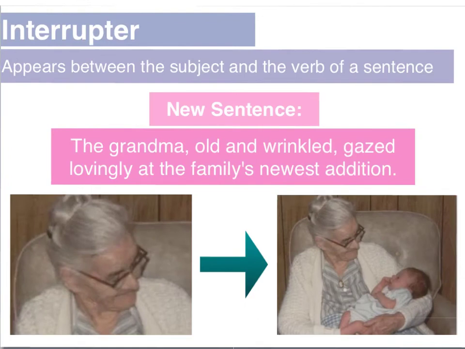So now you see that I've moved the two adjectives, old and wrinkled, to the middle of the sentence, right between our subject and our verb. So making the interrupter. And now our eyes are drawn to the grandma. It gives us a little bit more detail about her, and it creates a little bit of a pause because of these commas. These commas create a pause as we speak, right? If we were to read it, we would say the grandma, old and wrinkled, gazed lovingly at the family's newest addition. It slows down the writing for us a little bit so that we take a little bit of a longer look at grandma before we pan out for this mid shot, or I guess we could call it a wide shot, of the grandma holding the baby.